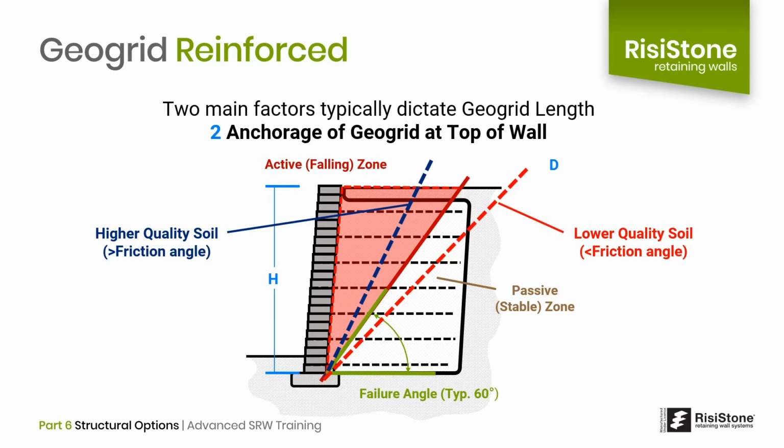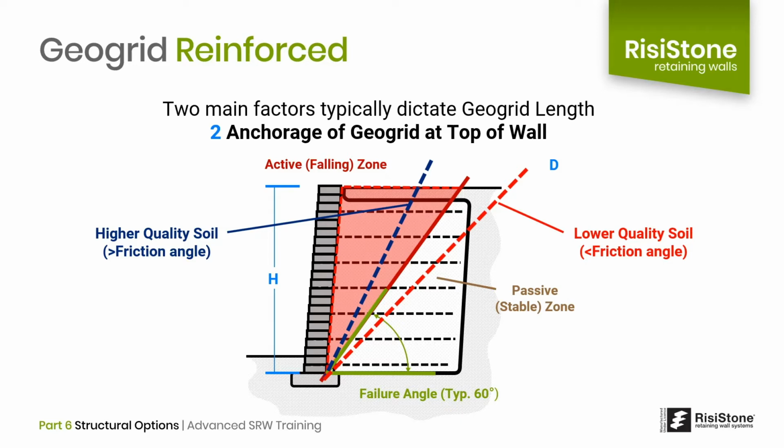The NCMA requires that a minimum anchorage length of 1 foot is required beyond the failure plane. Understanding this concept provides some insight into how competitive designs can differ substantially. If one designer assumes very high friction angles for the reinforced zone and another designer assumes more average friction angles for the reinforced soil, the geogrid length can be substantially different.